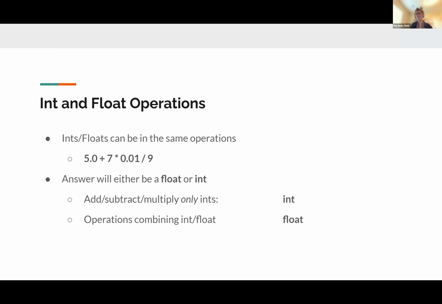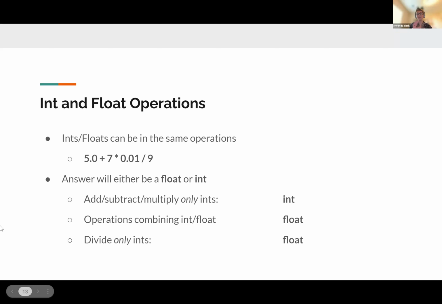If you have any operations combining integer and float, anything where you have a decimal and an integer, whenever there's a decimal, the answer will also have a decimal. Even if it seems like it's going to be an even decimal, like 5.0, it still counts as a float, even though you could say it's an int, it's not an int, it's a float. So any operations in which you have integers and floats together, the answer will be a float.